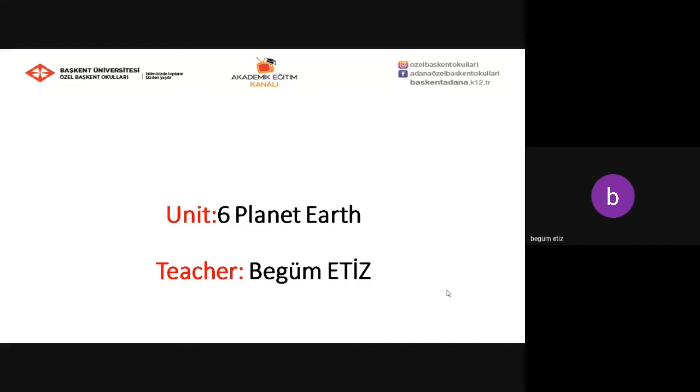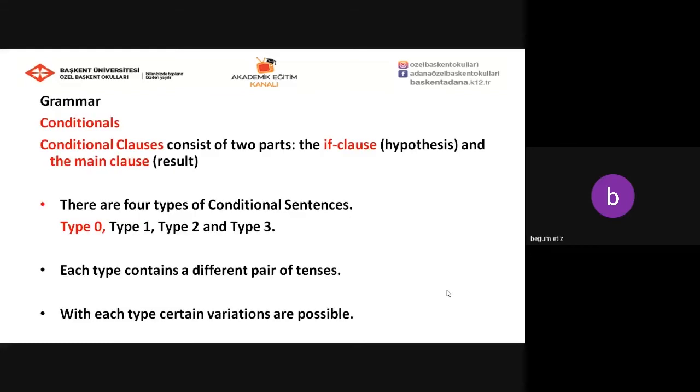Hello everyone, you are going to start to learn conditionals. Today we are going to explore particularly zero conditional. Let's examine conditional clauses. Conditional clauses consist of two parts, the if clause and the main clause. The if clause indicates hypothesis and the main clause indicates result.